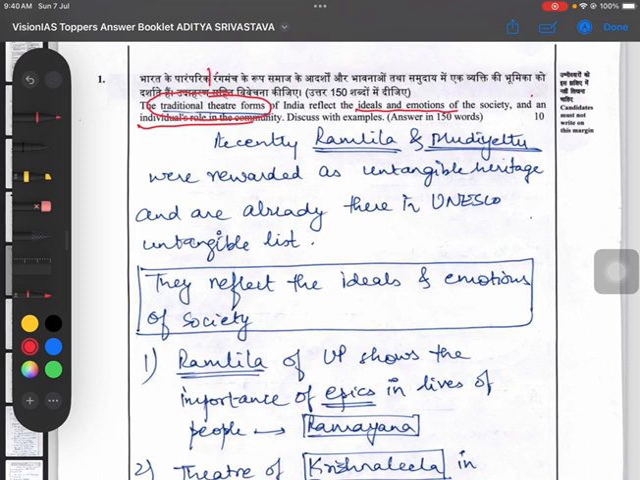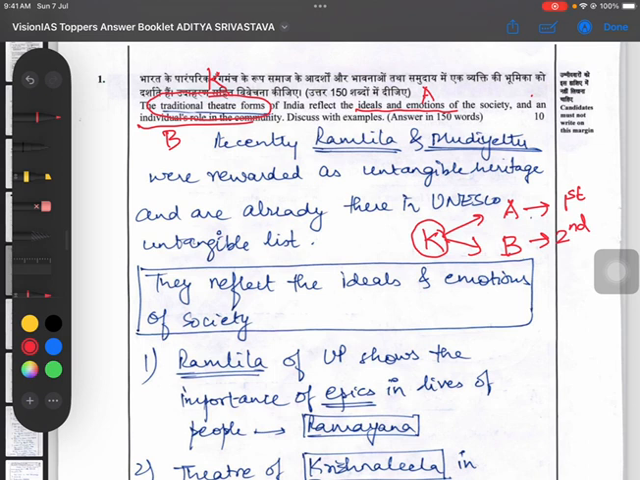So the core keyword is theatre forms. Let's take it as K. Then the question is asking how it reflects ideals and emotions and individuals' role in community. So the question is asking us to explain how K is linked to A, and how K is linked to B. This is our first subhead, and this is our second subhead. So we need to write the body of the answer based on this deconstruction.